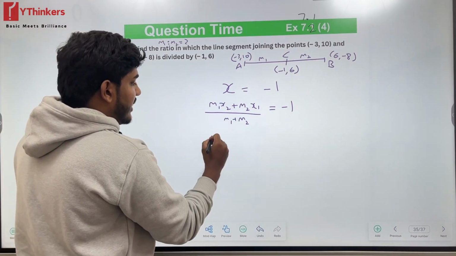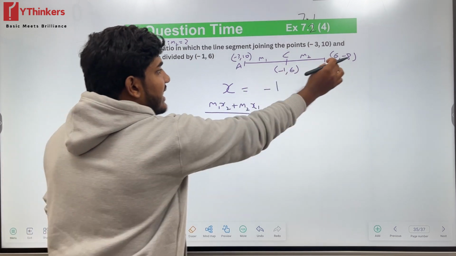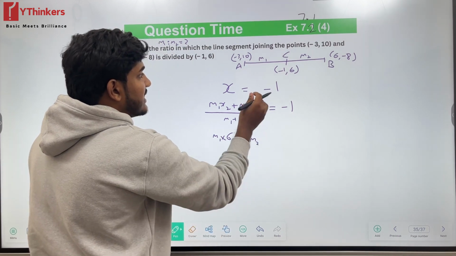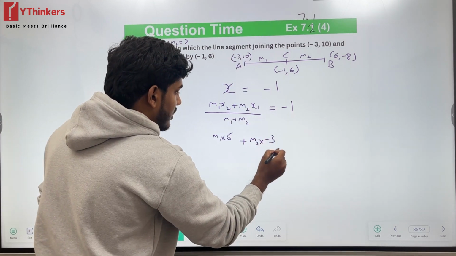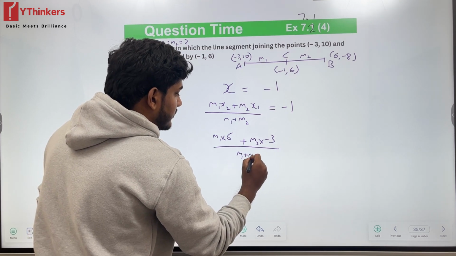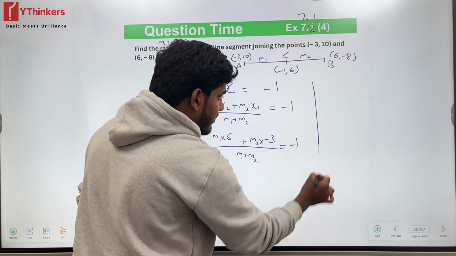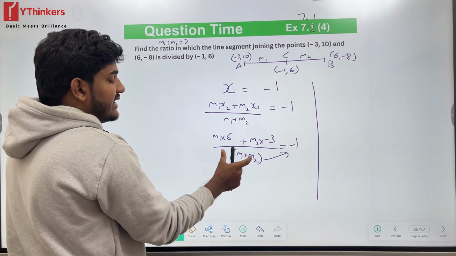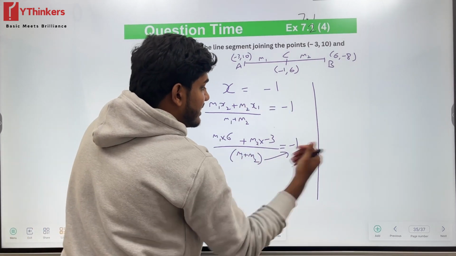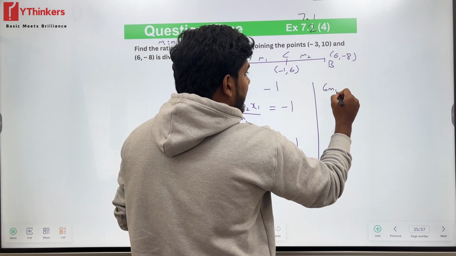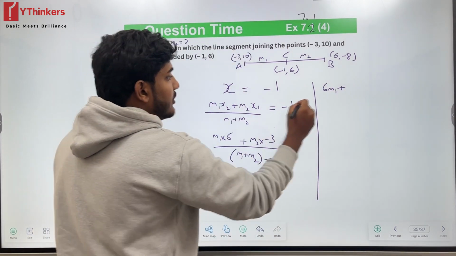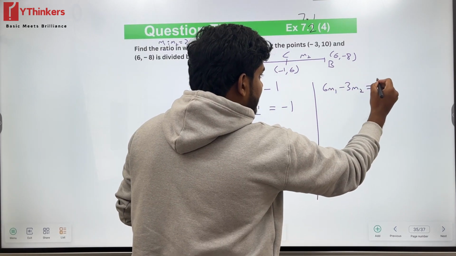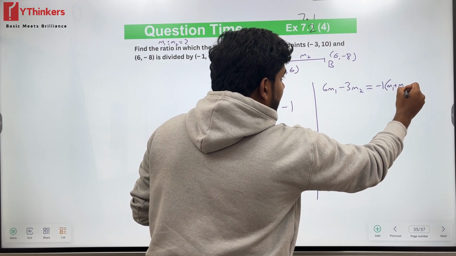So do I know m1? No. But do I know x2? Yes, x2 means the x value of B, it is 6, plus m2, I have no idea. What will be the value of x1? -3. m1 plus m2 I have no idea, so I'll write it as it is. I'll take one division, and see, what will this be? It is in division, so I'll send it to the other side. Whatever is in division, if it goes to the other side, it becomes multiplication. So what can I write? 6m1 plus -3m2, so it is not actually plus, it is -3m2, is equal to -1 times (m1 plus m2), correct?